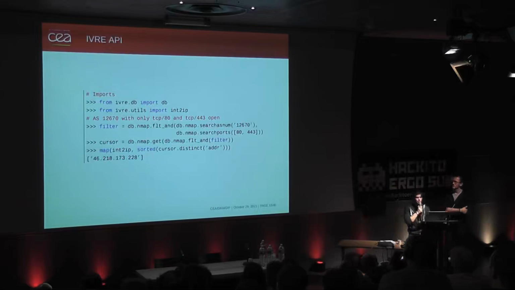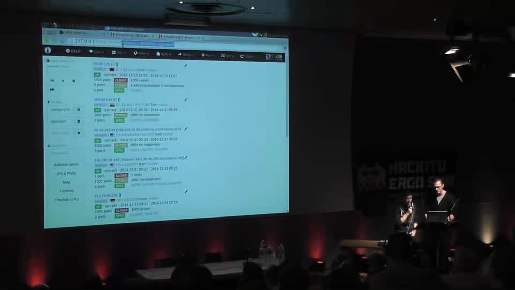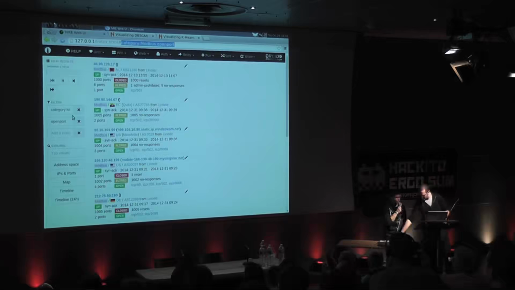So you just use an API, just say, okay, I want only this autonomous system, I want only the hosts with this port and this port, give me them, and then we will work on this. And we don't have to manage getting and parsing data. So what about manually digging? This is what we have done until today. So yeah, this is the web interface.